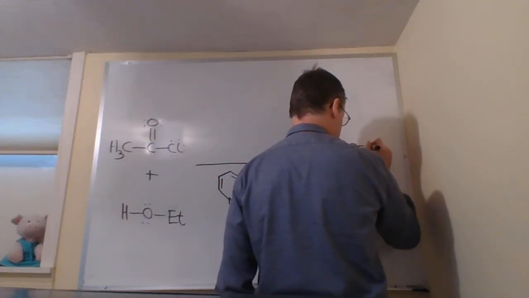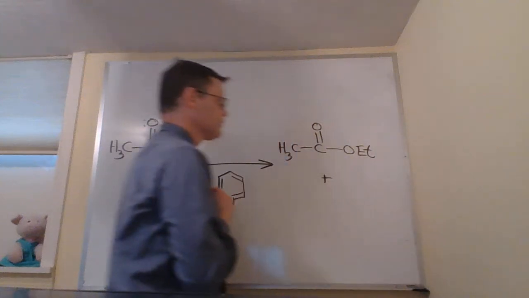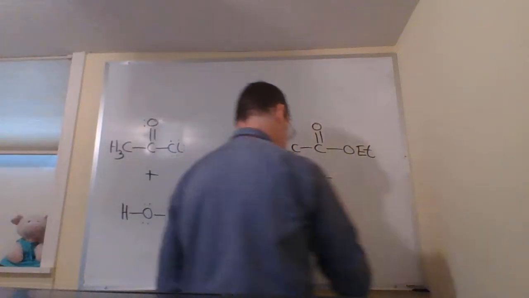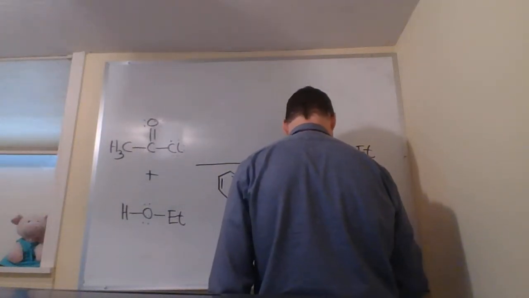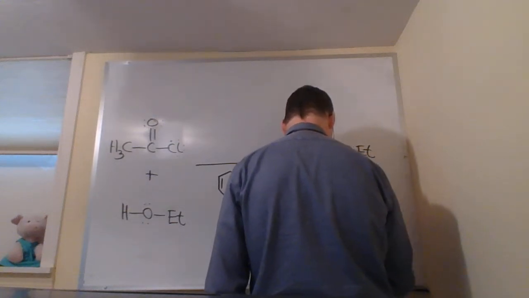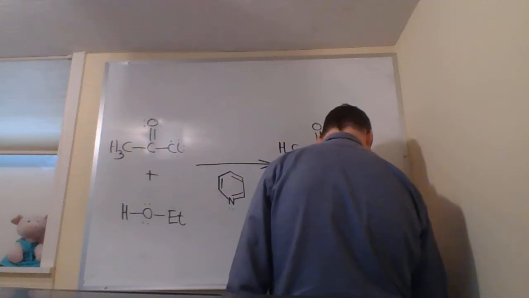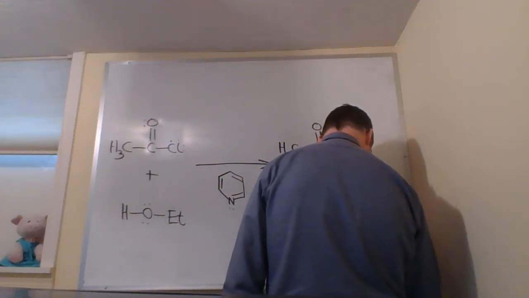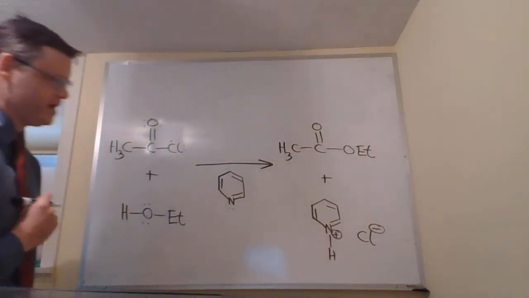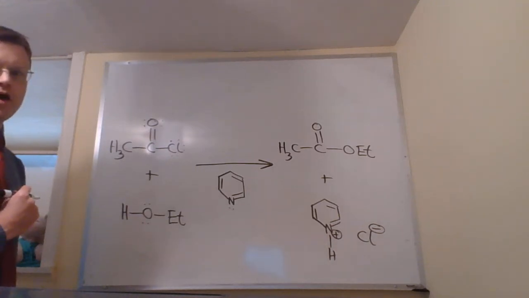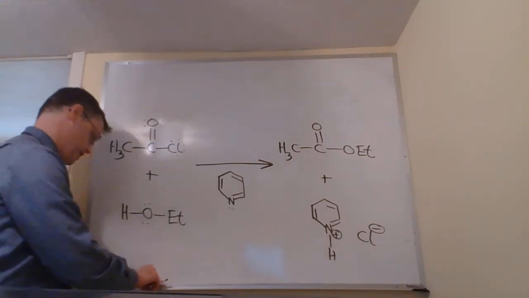So we're going to make ethyl acetate plus pyridinium chloride. We're going to make that salt. All right, so let's go over the mechanism of this reaction.